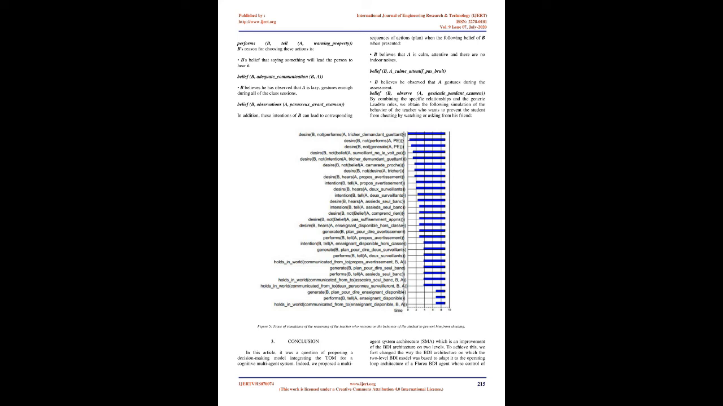The initial desire of the teacher is that the student does not perform the act of cheating: Desire, B, Not, Performs, A, Teacher_demandant_guidant. The satisfaction of this desire can be obtained in the following 3 ways. Avoid the student A's desire to cheat.